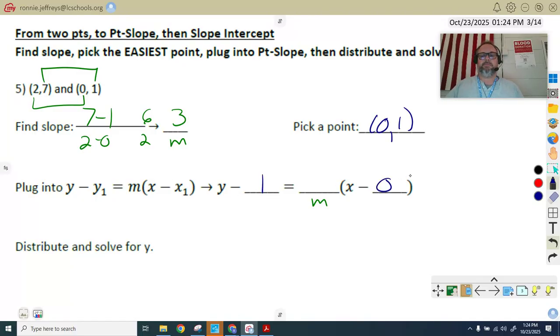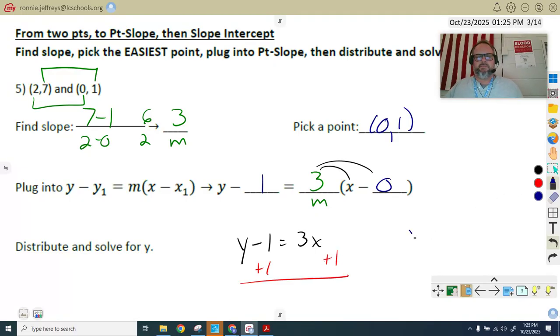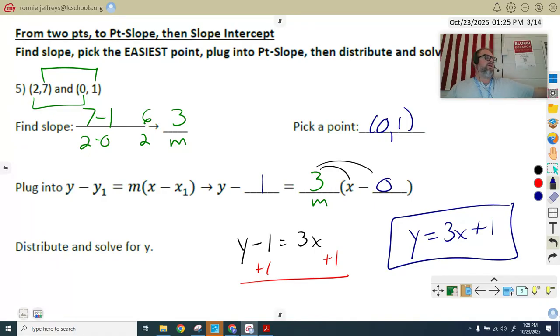Are you sure? Pretty much. All right, and then 3 goes here. So 3 times x. All right, so 3 times x. 3 times 0. You could leave it alone. You could write a 0 there. Potato, potato. However it works for you. Now, honestly, if we would have chosen the 2, 7 point, we would have got the same thing. But let's try to make life easier. Okay?